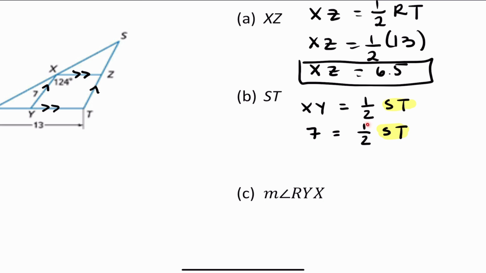Well, I have this 1/2, which I'm going to rewrite as ST over 2, right? Because 1/2 times ST is the same thing as ST over 2. So since I want to get rid of this 2 that's in the denominator of this fraction, I need to multiply both sides by 2. So multiply this by 2, and I'll multiply that by 2. So 2 times 7 is 14, and then these two 2's, they cancel out. So that's going to give me ST. Okay, so ST is 14.